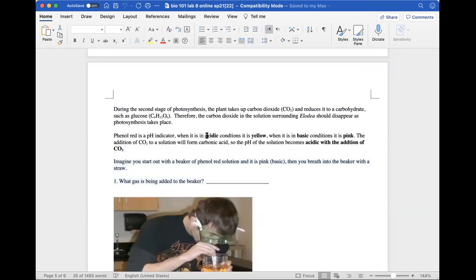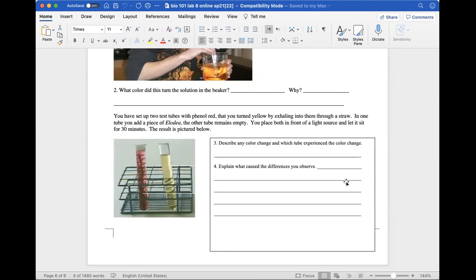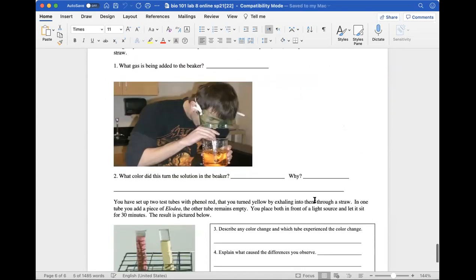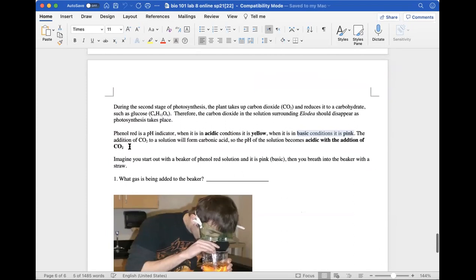So you can see here in acidic conditions, yellow is produced when carbon dioxide is added, and in basic conditions, it is pink. So describe any color change and which tube experienced the color change and explain what caused the differences you observed. So what causes it to change pink or yellow? And again, all of the information can be seen right here in this paragraph.